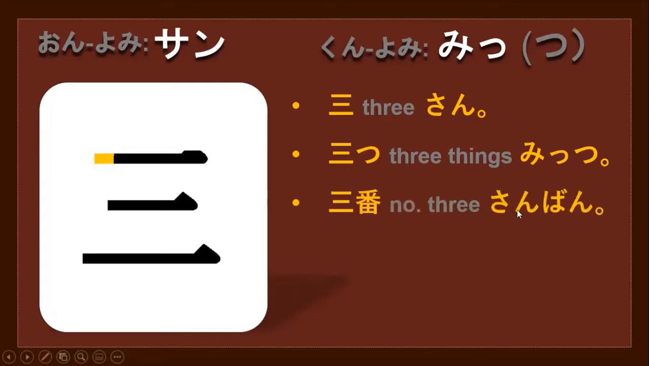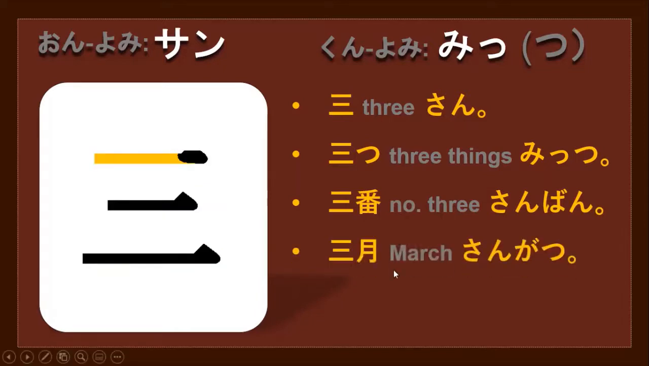三番, san ban. This is san and then ban. San ban. Very good. And March is 三月. Very good.